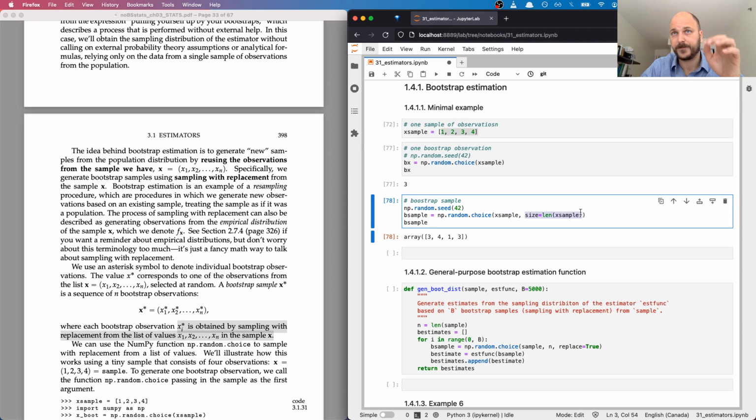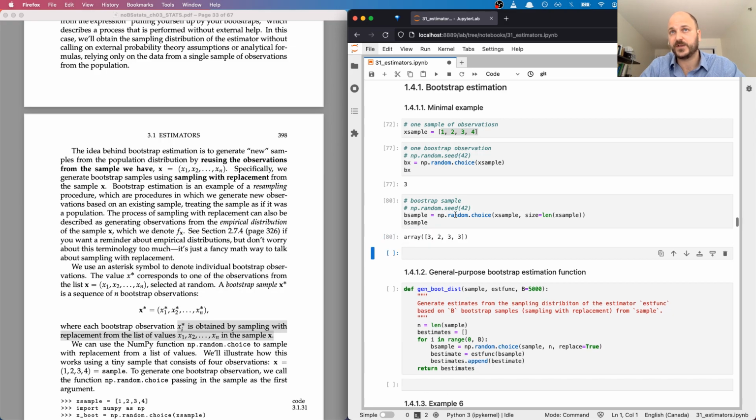Okay? So here is what you get. So we generate a new sample, a bootstrap sample. This is called a bootstrap sample, B for bootstrap, by sampling with replacement from the original sample. Every time we run that, we're going to get a different random selection from these values.